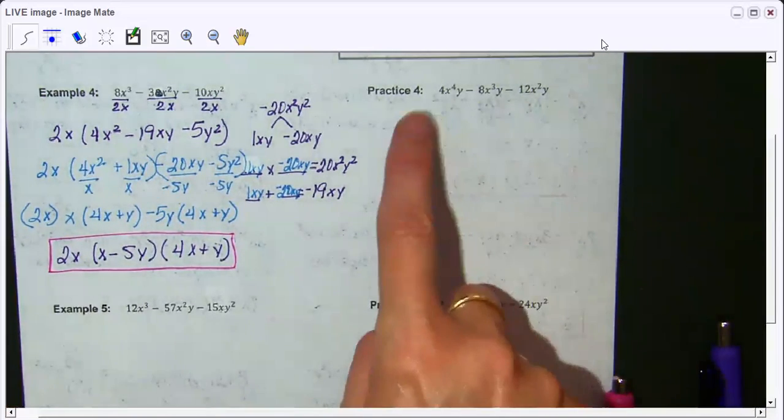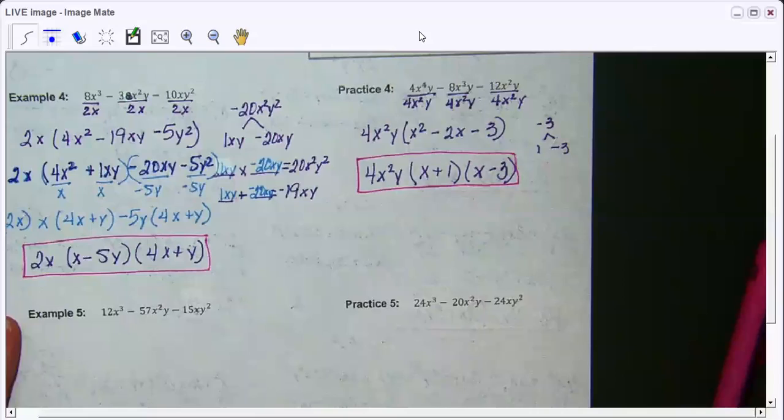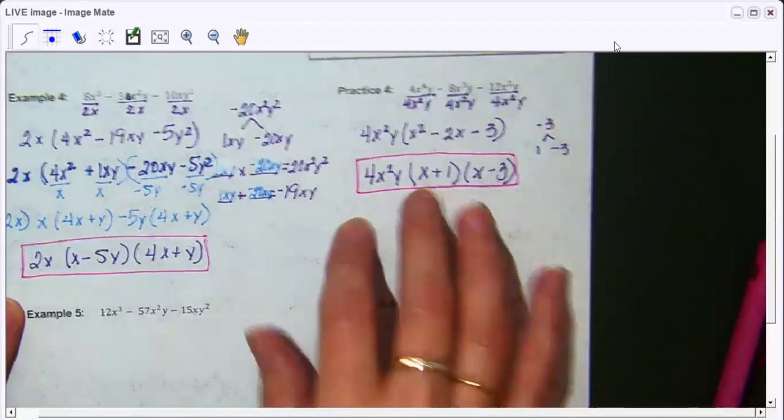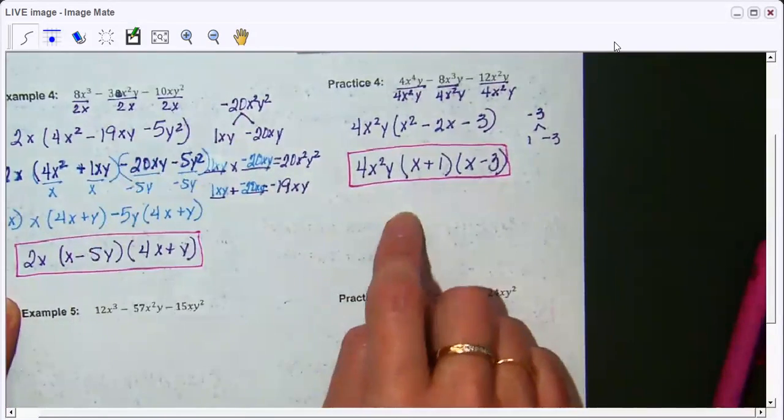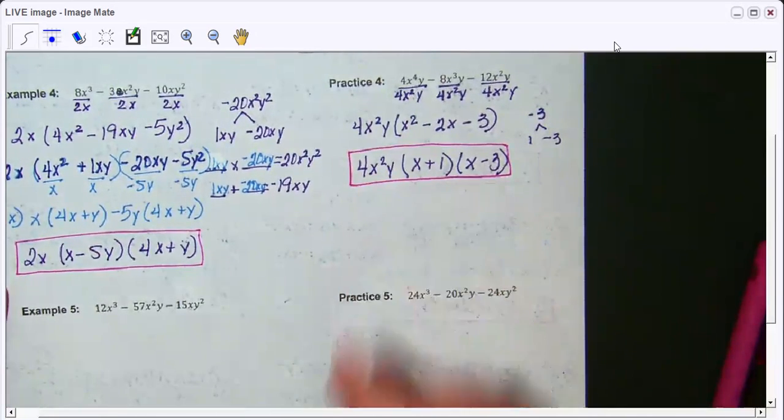All right, I want you guys to move on to practice 4. Make sure you factor out the greatest common factor first. Okay, so practice 4 was not similar to the problems that we've been doing. This was simple. It was even on our warm up. This is just a regular one without that second variable.